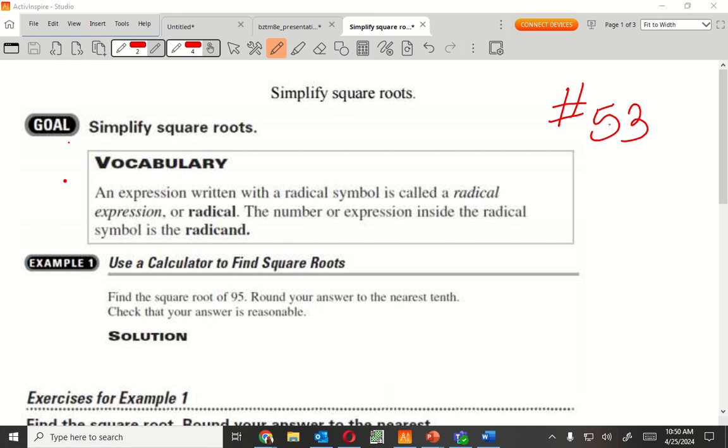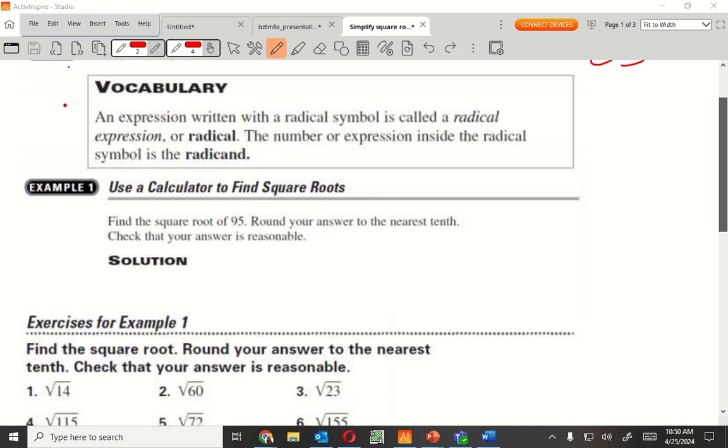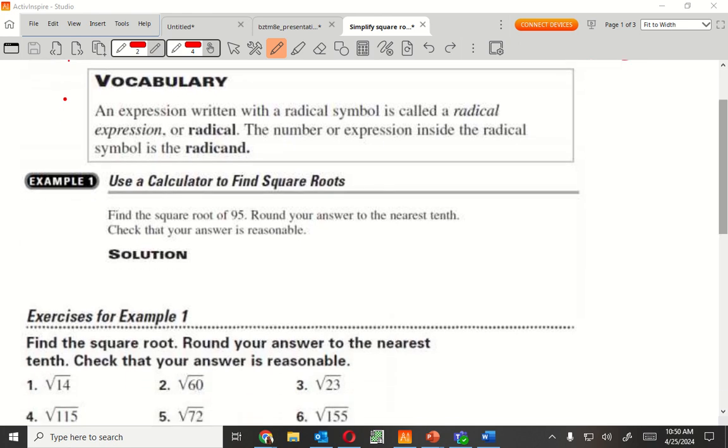All right, simplify square roots. An expression written as a radical symbol is called a radical expression, or just radical. The number or expression inside the radical is called the radicand. So inside is all the radicand. So what we're going to do is find the square root of this.